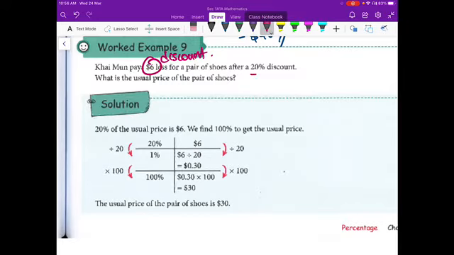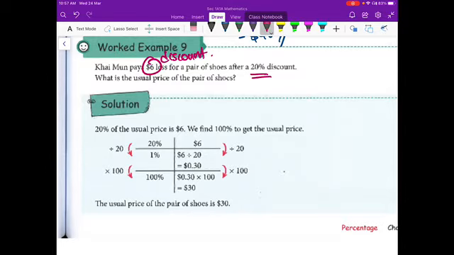After 20% discount. Why did she pay $6 less in the first place? Because there's a 20% discount. Yes, there's a 20% discount. So that 20% discount represents that $6. Do you see that? That 20% discount represents the $6. They are related. So what is the usual price of the shoes?